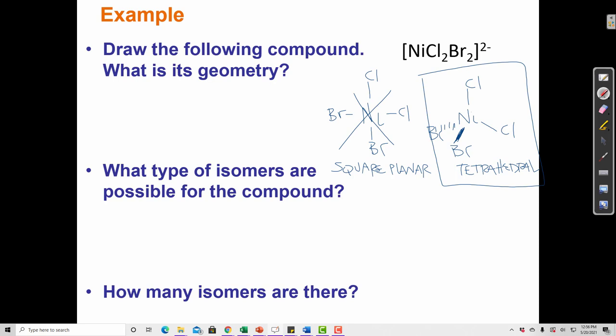It's not square planar. So this is an important thing to consider, though. When our ion has four ligands, it might be either, and we need more information to determine whether it's square planar or tetrahedral. So, given that it's tetrahedral, what type of isomers are possible for this compound?